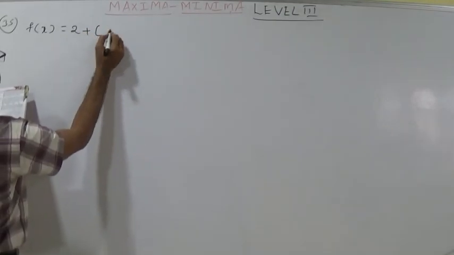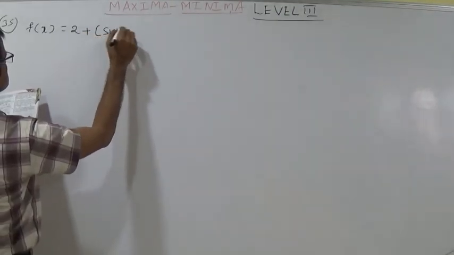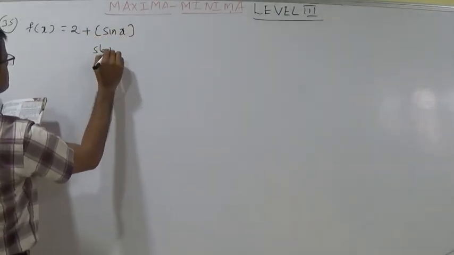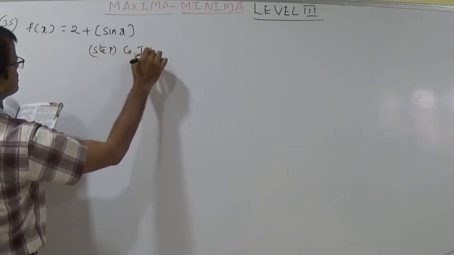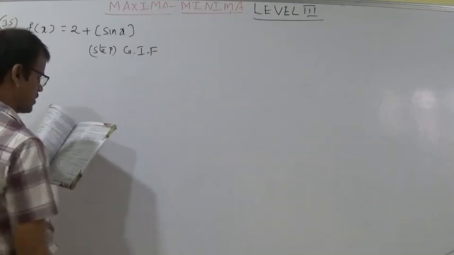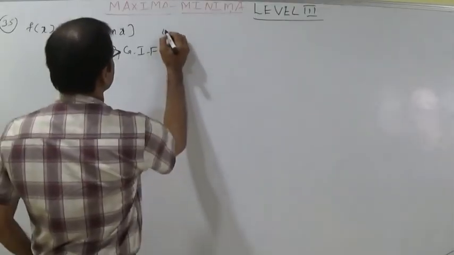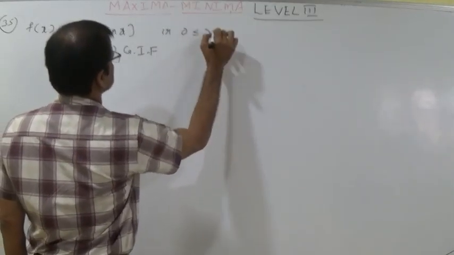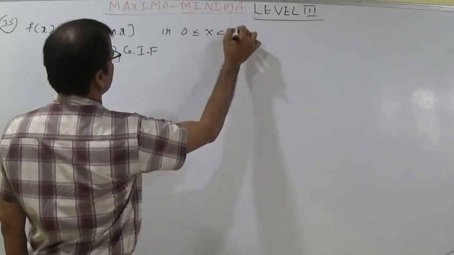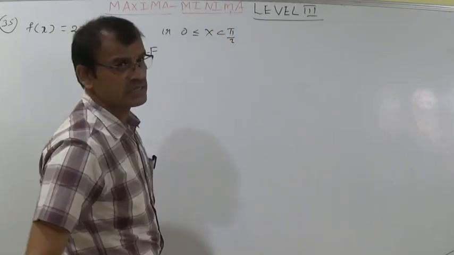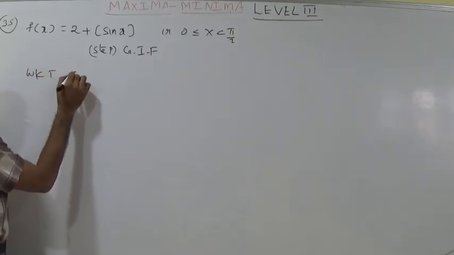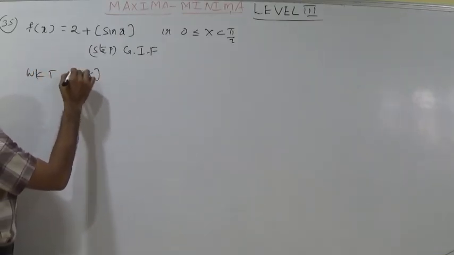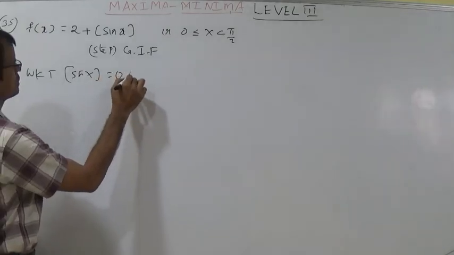2 plus step sin x. This is the step value. Step sin x is the greatest integer function, GIF. In 0 less than or equal to x less than pi by 2 is given. We know that step sin x is equal to 0.